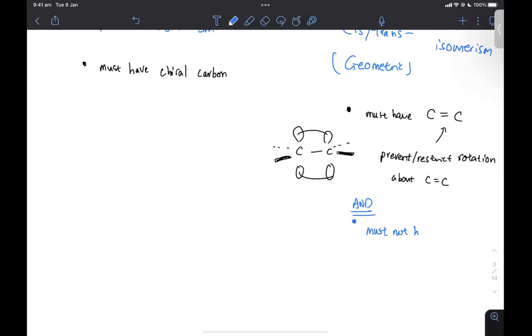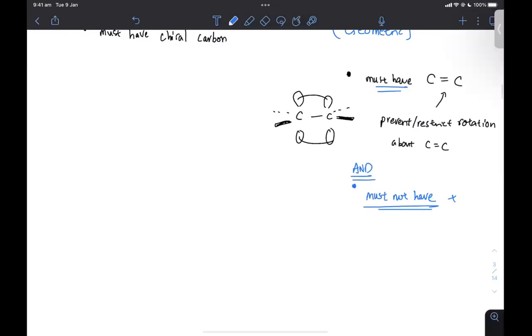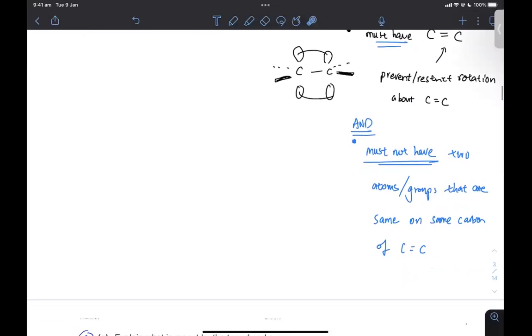must not have. Now this one is must not have. Just now was must have. Now is must not have 2 atoms or groups of atoms that are the same. So you cannot have 2 groups that are the same on the same carbon of the carbon-carbon double bond. So what do I mean by that? First of all, carbon-carbon double bond, yes, you must have it. Now you must not have 2 atoms or groups that are on the same carbon of the carbon-carbon double bond.